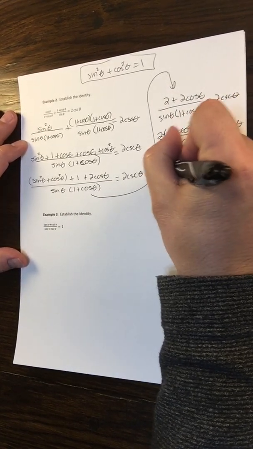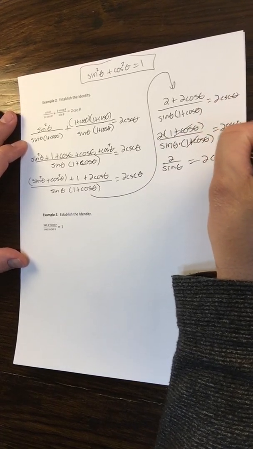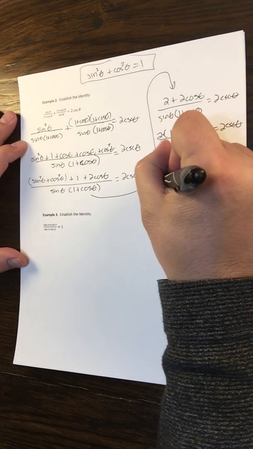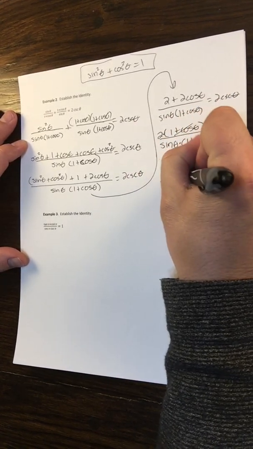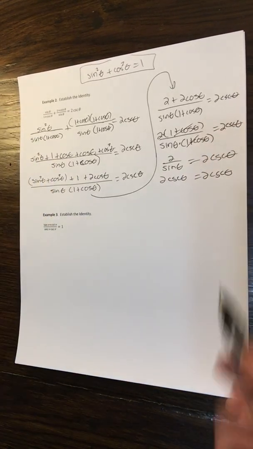And I get 2 over the sine of theta, and that's supposed to be equal to 2 cosecant theta, and it is, because sine is 1 over cosecant. So I can write 2 cosecant theta equals 2 cosecant theta.